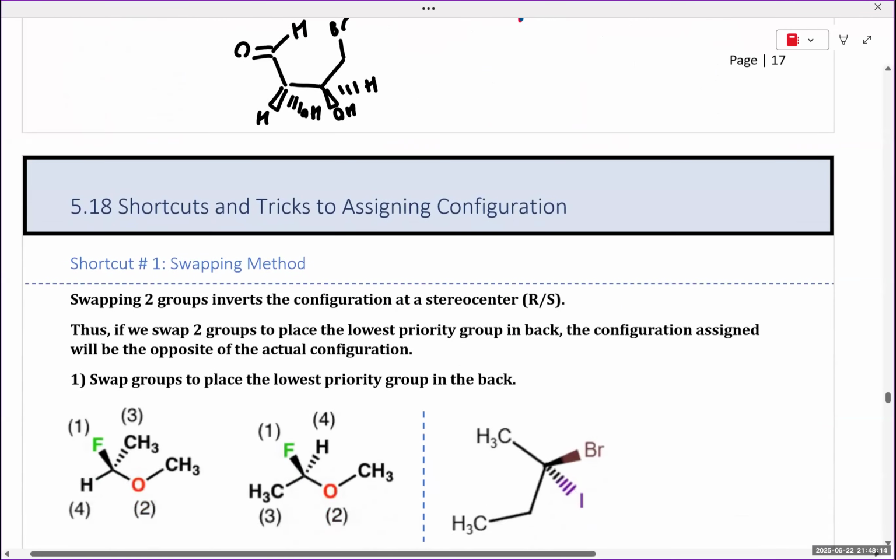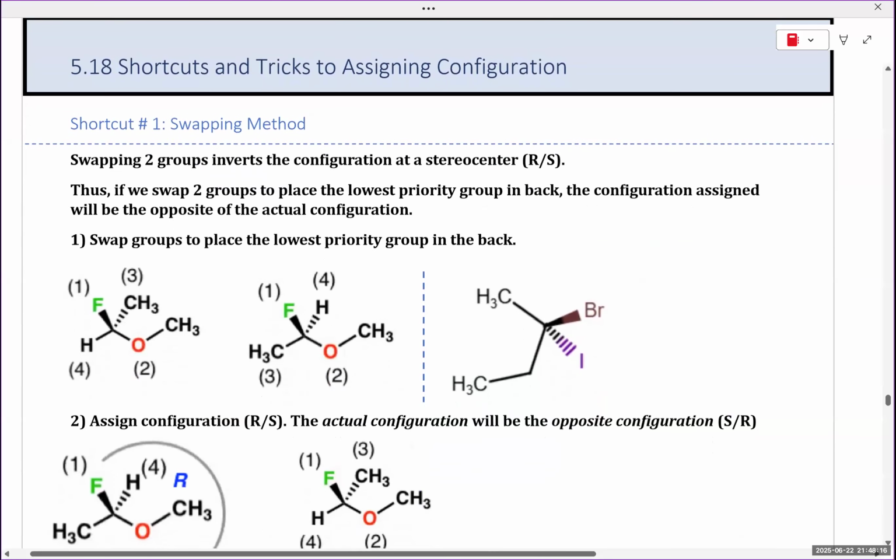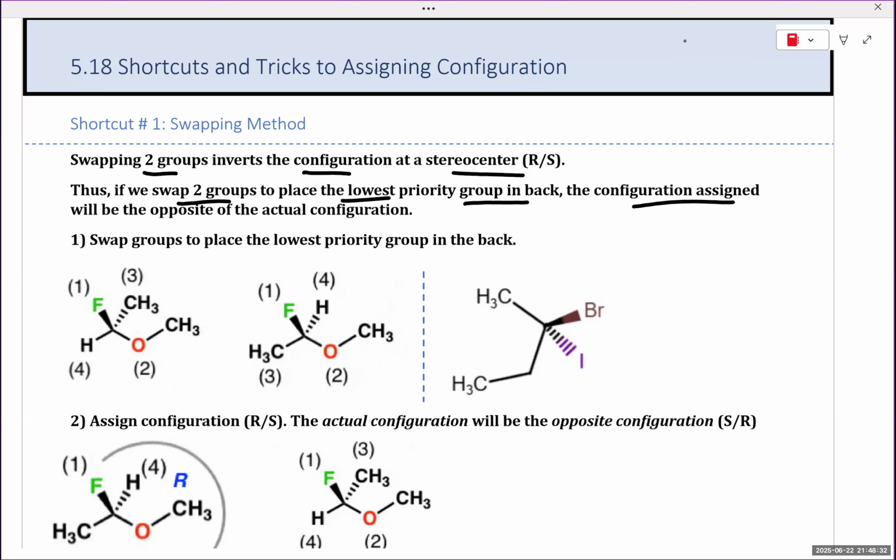Okay, let's talk now about some shortcuts and tricks to assigning configuration. One of the shortcuts that's commonly taught is the swapping method. Swapping 2 groups inverts the configuration at a stereocenter. Thus, if we swap 2 groups to place the lowest priority group in the back, the configuration assigned will be the opposite of the actual configuration. So in other words, you swap groups to place the lowest priority group in the back.